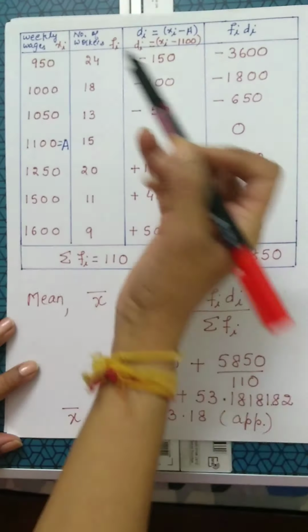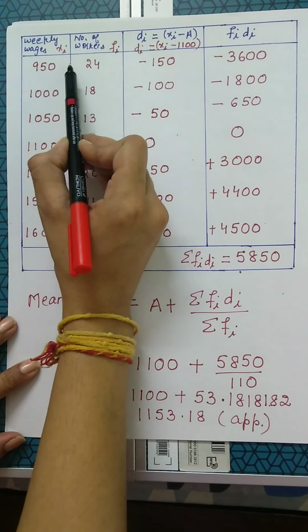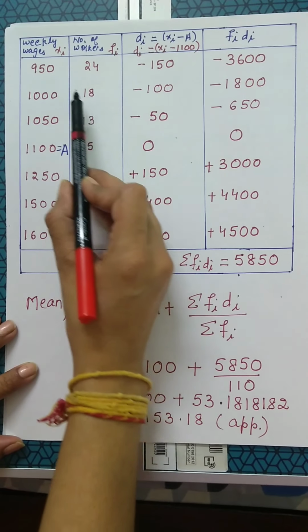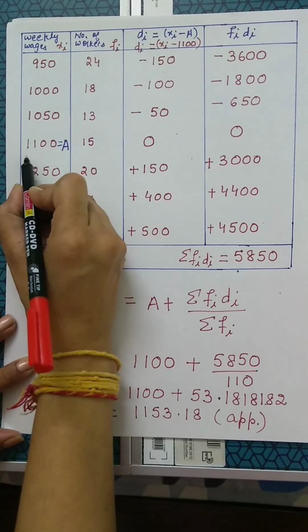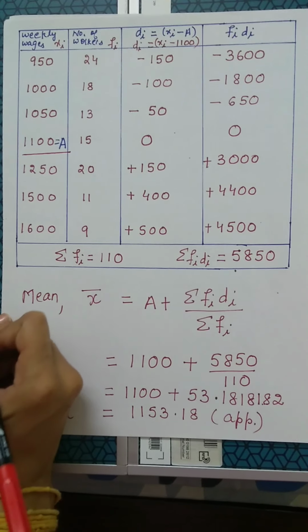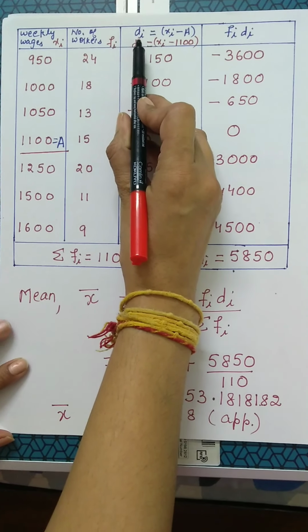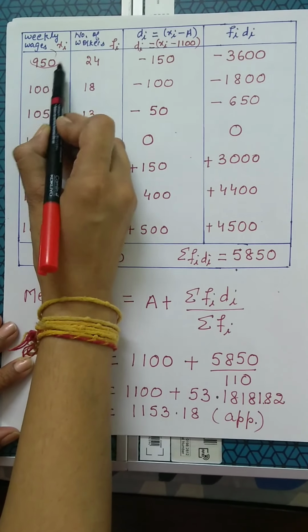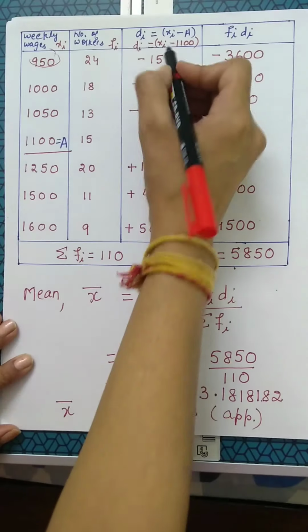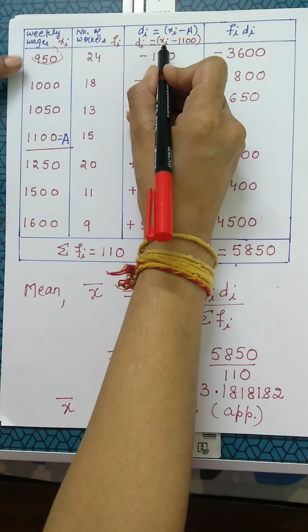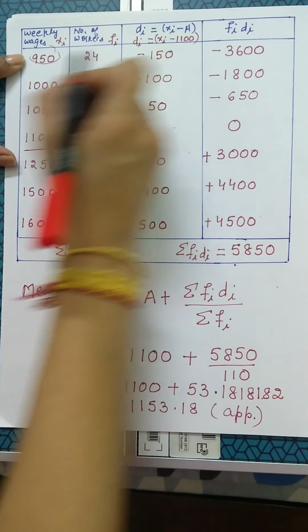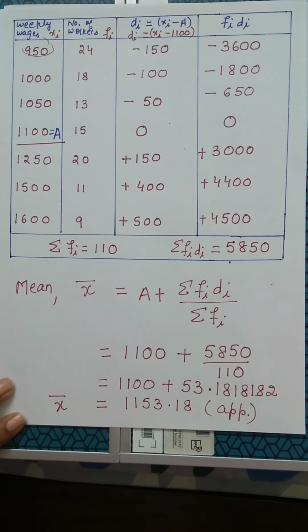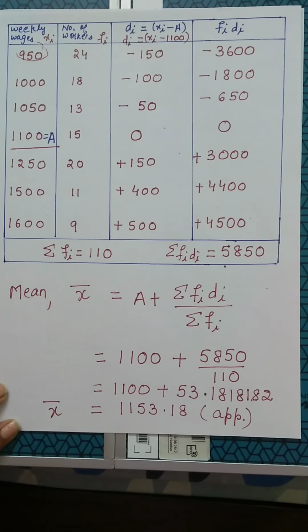Okay, so these are the weekly wages, that is 950. Corresponding to that, frequency is 24, then 1000, 18 and so on. Since I took 1100 as the assumed mean, the formula for di, as I've discussed earlier, is xi minus A. Xi is the observation which I am having. So xi means x1. Here this stands for x1, that is 950 minus 1100, which is coming out to be minus 150.